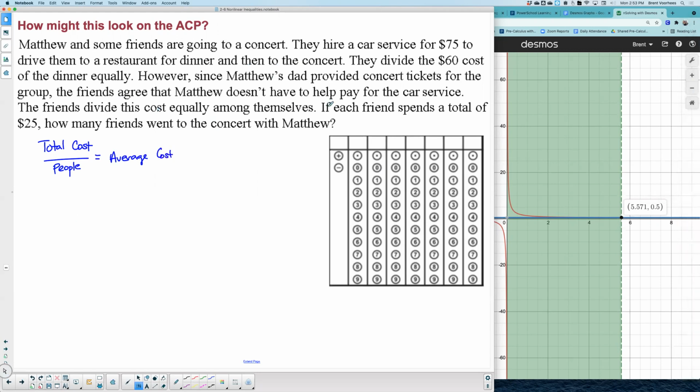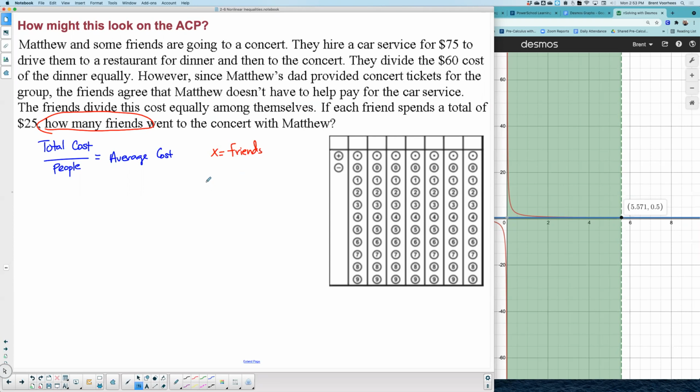The first question I have for you in this problem is about the very end. What is it we're actually looking for? Like, what's my unknown here? Friends. How many friends? Friends is our unknown. So here's what I'm going to write first. X equals friends.